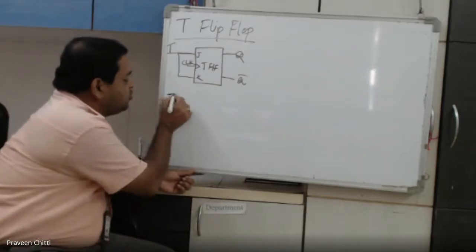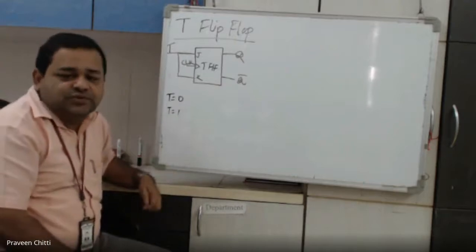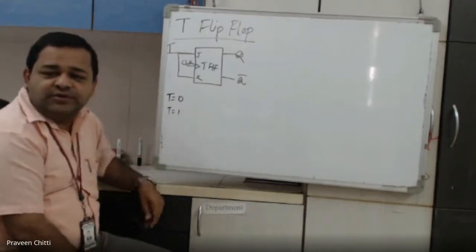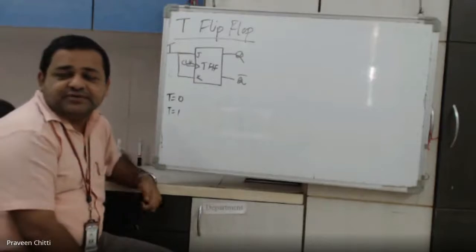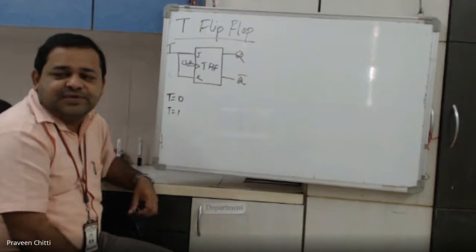So what happens here? If T is 0 or T equal to 1, there are two possibilities now. So what happens when T is 0? What will be the J and K input? When you give T equal to 0, both J and K become what?